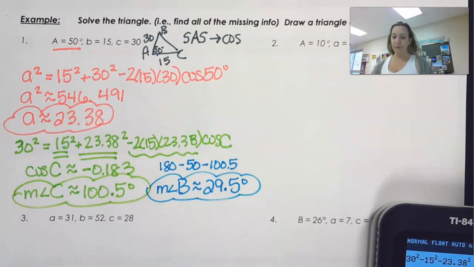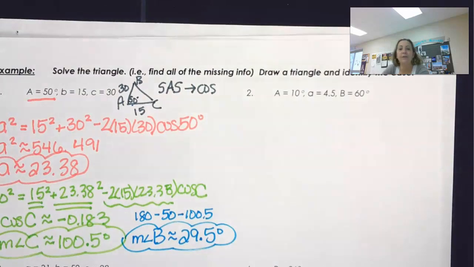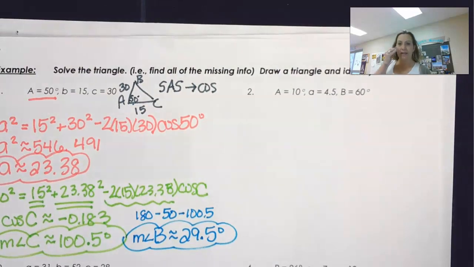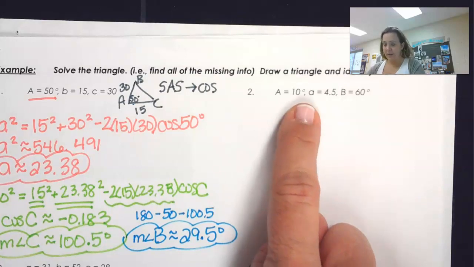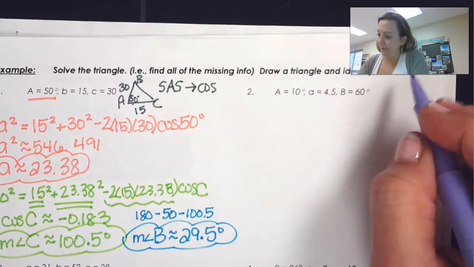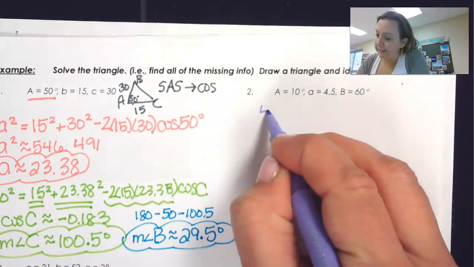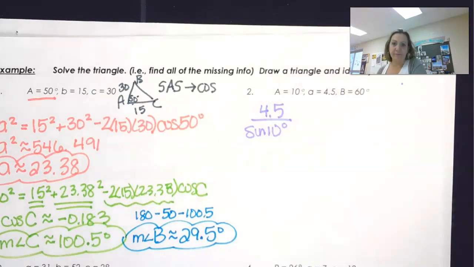Alrighty. Okay, let's try another one. Number 2. It says angle A is 10 degrees, side A is 4.5, and angle B is 60 degrees. To be honest with you, I see right away that I can set up this ratio. And so I'm going to right away start with the law of sines instead, because I'm able to set up this A over the sine of angle A.